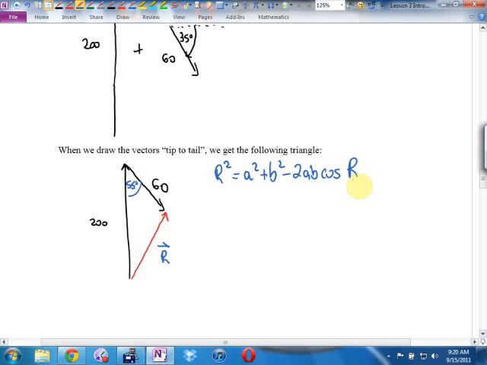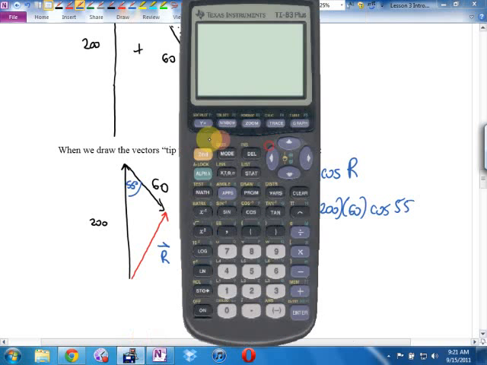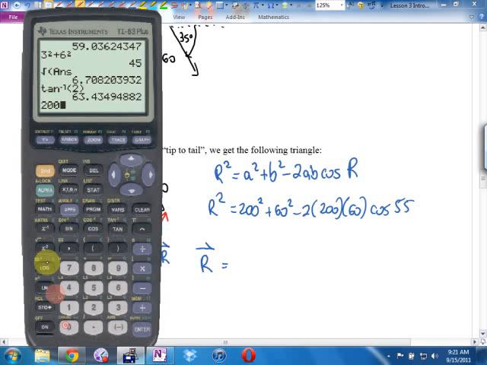And this is where it shines, because really now, this is reasonably plug-and-chug-ish. Ugly plug-and-chug-ish, but plug-and-chug-ish. R squared is going to be, what's little a? Oh, heck, 200 squared plus 60 squared minus 2 times 200 times 60 cosine of 55. And I get the plane's velocity is 200 squared plus 60 squared minus 2 times 200 times 60 times the cosine of 55.